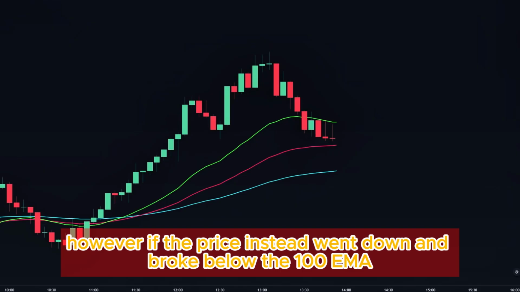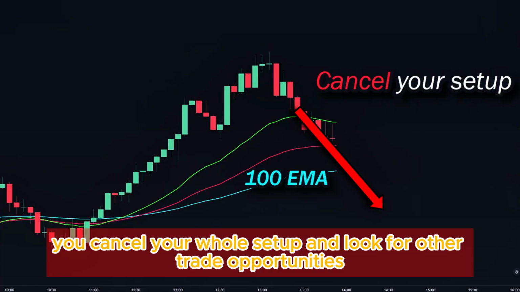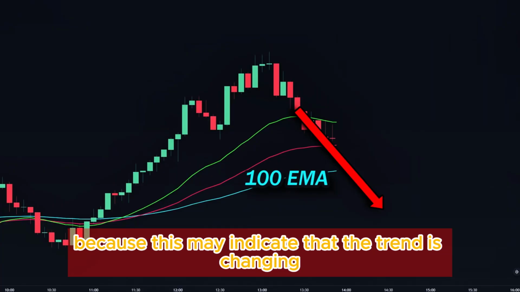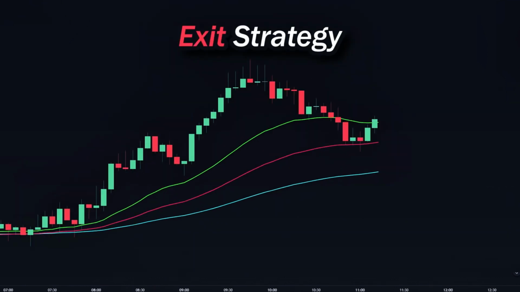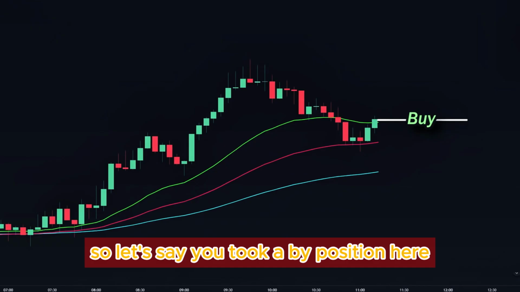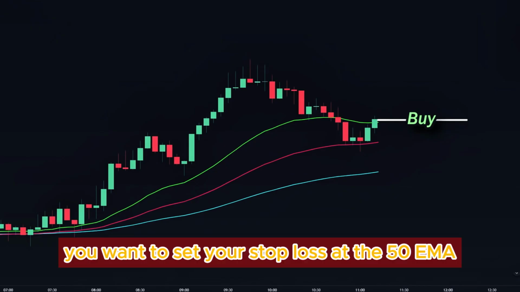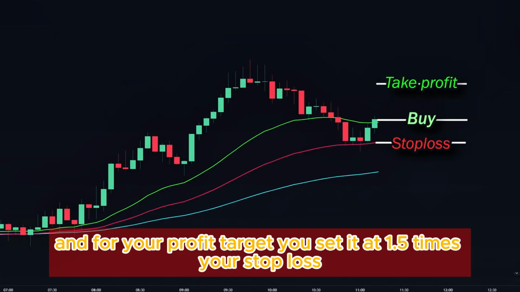However, if the price instead went down and broke below the 100 EMA, you cancel your whole setup and look for other trade opportunities, because this may indicate that the trend is changing. Now for your exit strategy. So, let's say you took a buy position here. You want to set your stop loss at the 50 EMA. And for your profit target, you set it at 1.5 times your stop loss.